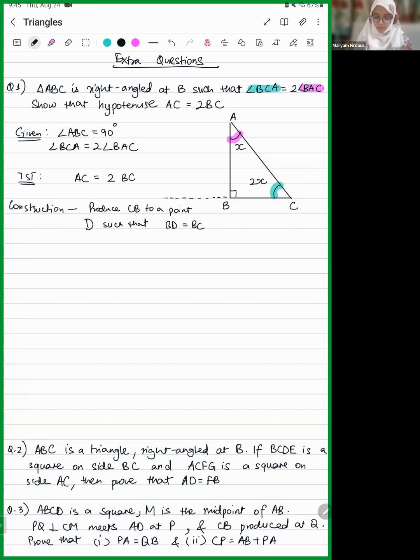So this is going to be our D point. And we have said in such a way that BD should be equal to BC. So this length that you can see here, BD, is equal to BC. So you have to remember this. Now, if BD equals BC, here comes our proof.